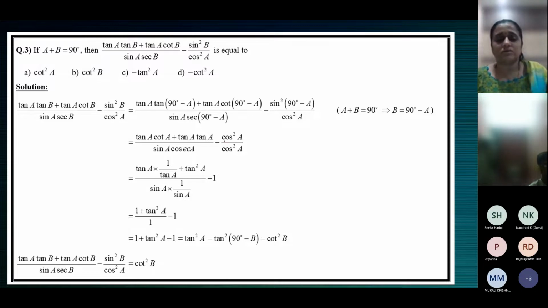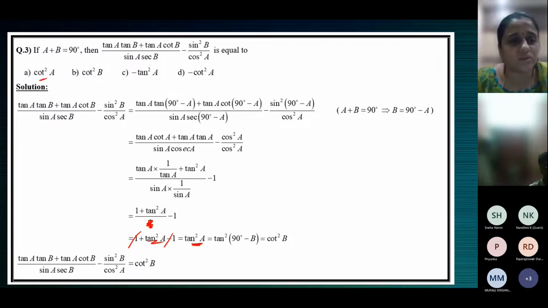Minus 1. So we have 1 plus tan square A by 1 minus 1. So this one you can just remove. So it is 1 plus tan square A minus 1. Plus 1 minus 1 cancels. Tan square A, that's the answer. We got it. Tan square A.